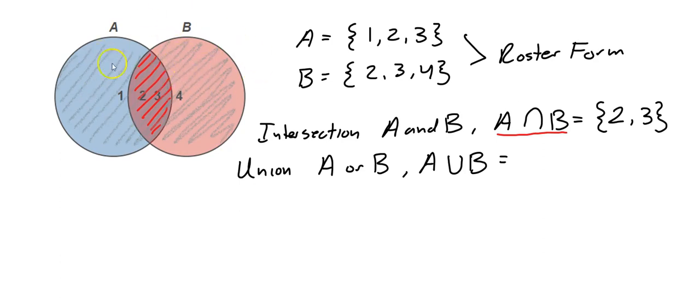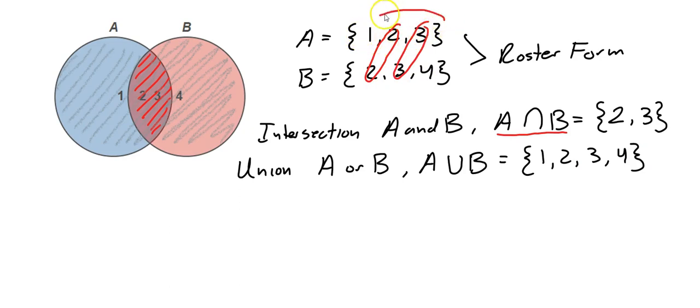So when you have the union of something, you would list everything with no repeats. Notice I'm going to put 1, 2, 3, 4. Okay, this is a set here, this is a set here. You can also look at it: intersection is here, but the union is everything. But we don't have to list 2 and 3 twice. We just list it one time.